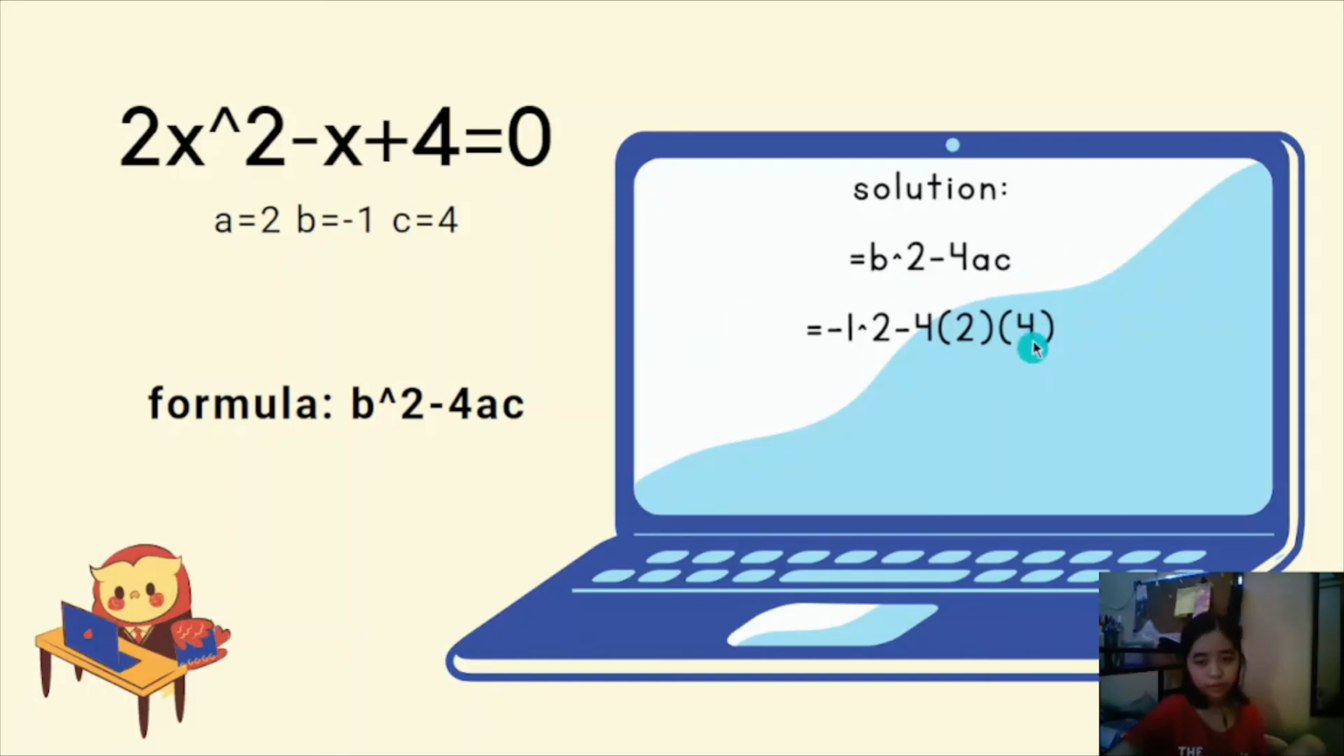Let's multiply the 4 to 2 and then to 4. 4 times 2 equals 8. 8 times 4 is 32. Here, negative times negative is equal to positive. That's why negative 1 times negative 1 is positive 1. Positive 1 minus 32 is equal to negative 31.